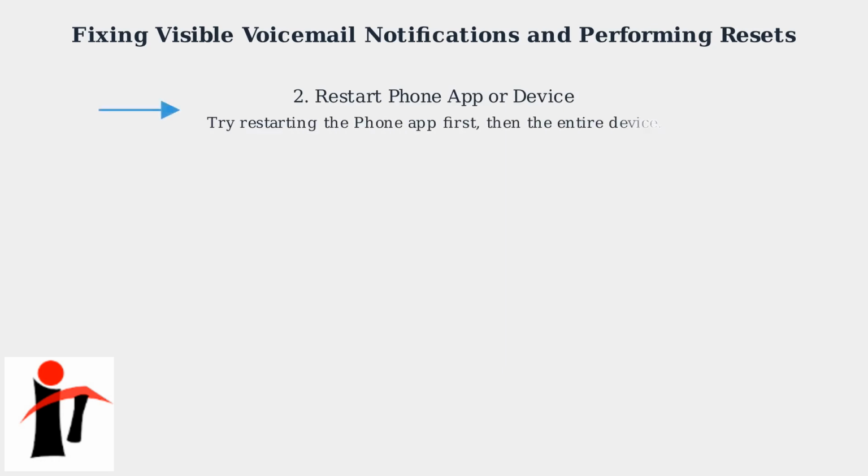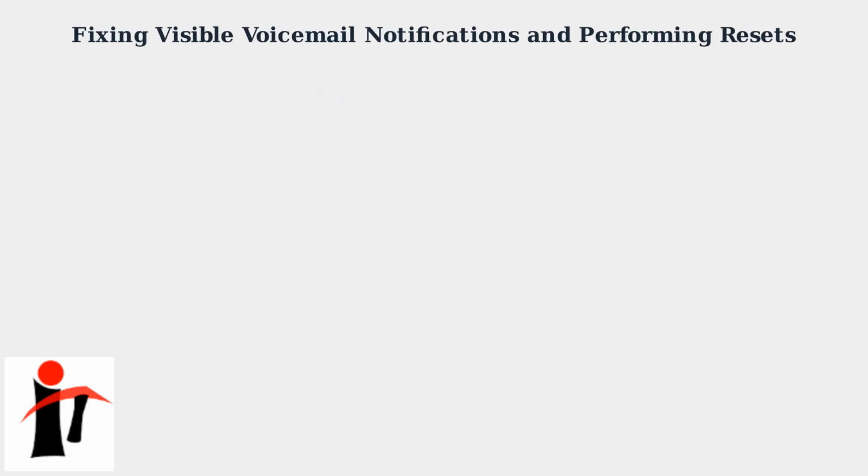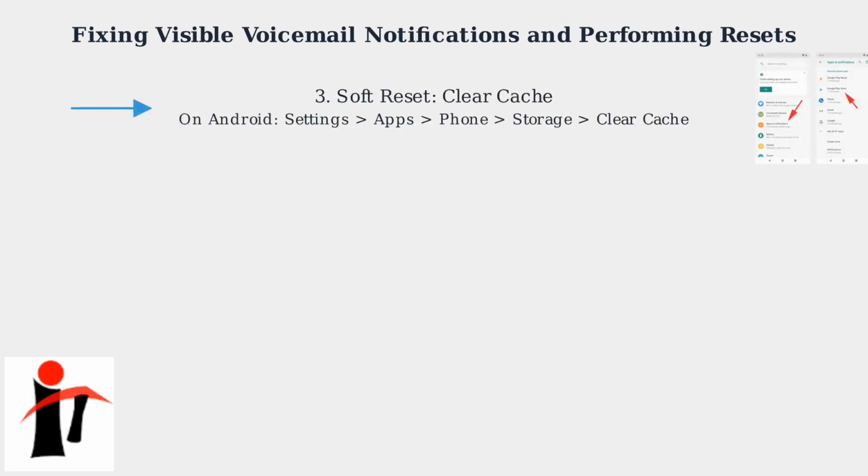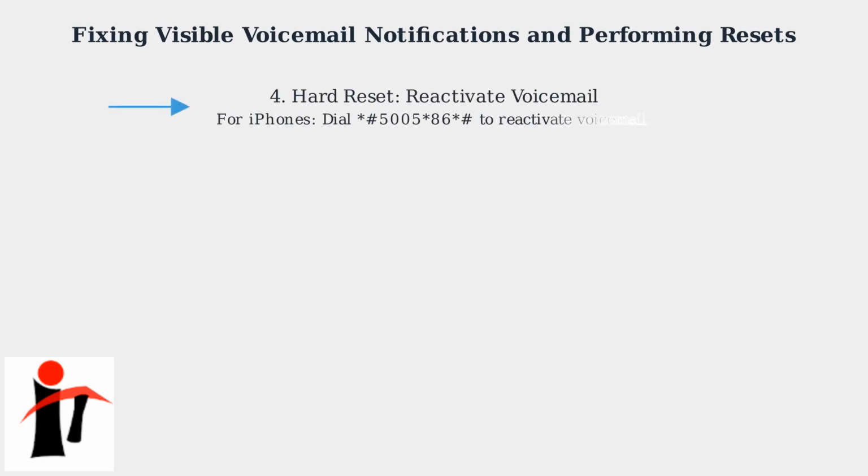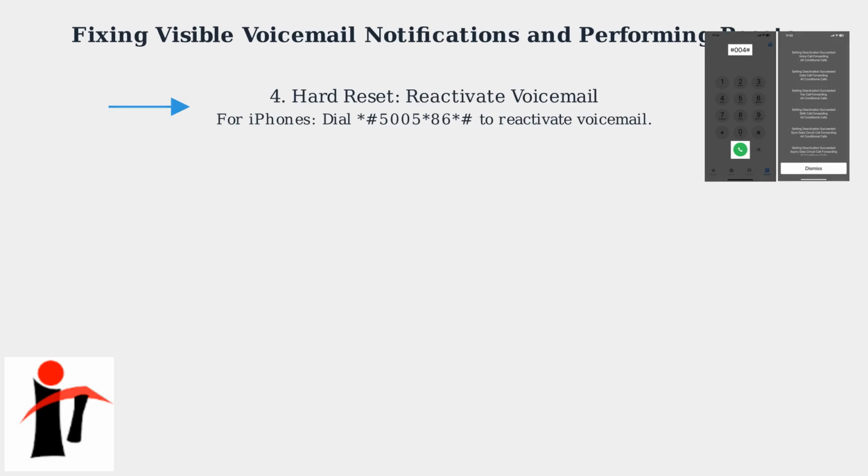Next, try restarting the phone app or your entire device to refresh the connection. For a soft reset, clear the phone app's cache. On Android devices, navigate to Settings, then Apps, select Phone, go to Storage, and clear the cache. For more severe issues, perform a hard reset by reactivating voicemail.